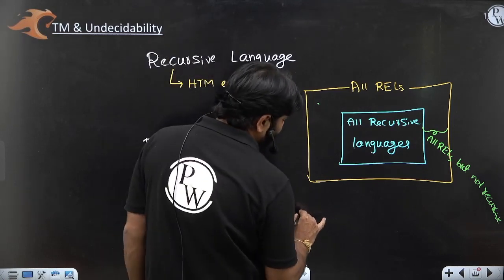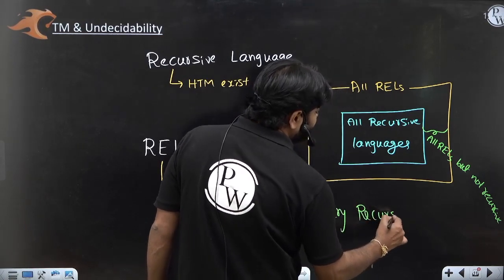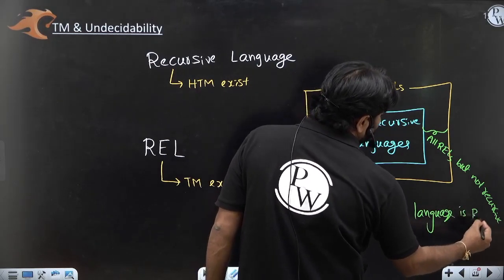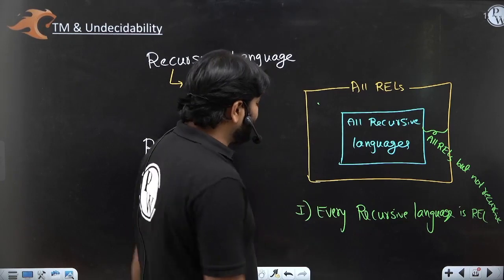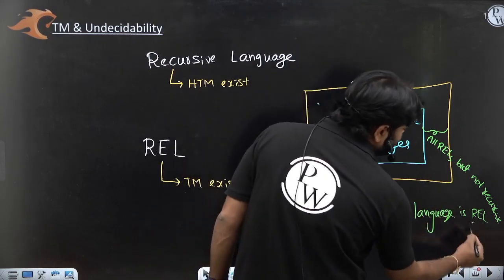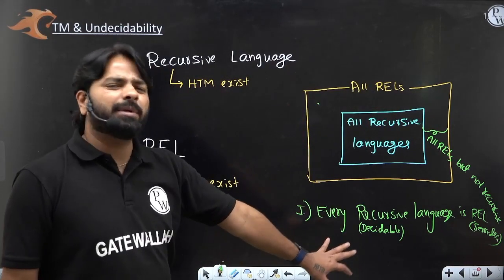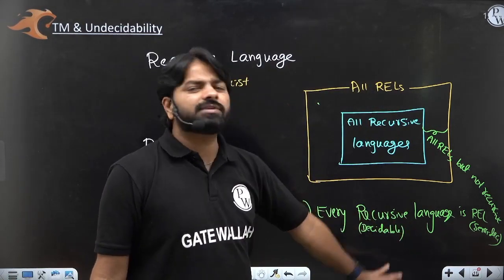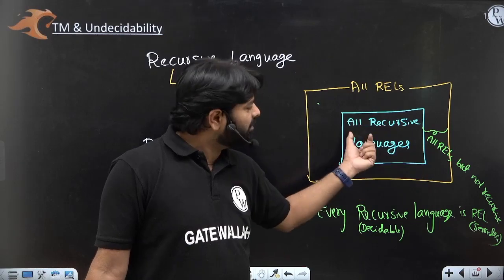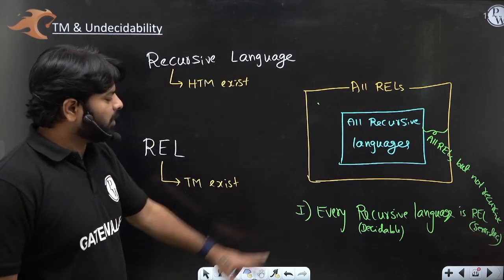So here you remember that first point, every recursive language, every recursive set is REL. You should never forget this point. It means recursive has another name, decidable. And REL has another name, semi-decidable. Every decidable language is a semi-decidable language as per the statement. Every recursive is REL, but REL need not be recursive. Maybe not recursive or maybe recursive, depends on which type of language you are talking about. Fine, this is the first point.